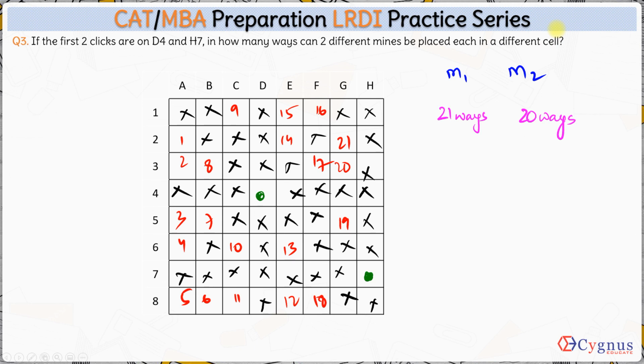So the total number of ways will be 21 into 20. So 21 into 20 will give me 420 ways. So the two mines can be placed in a total of 420 ways. Hence the answer to this question is 420 here. Okay, so that's it for this set.